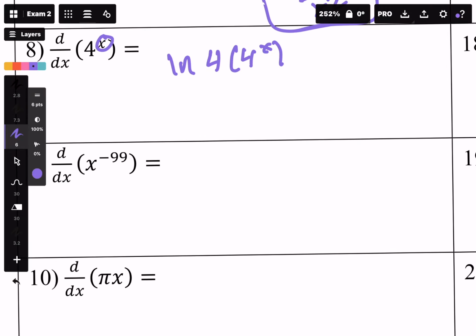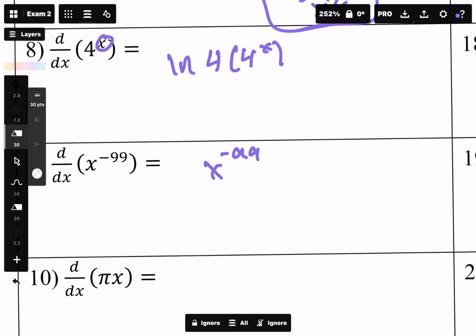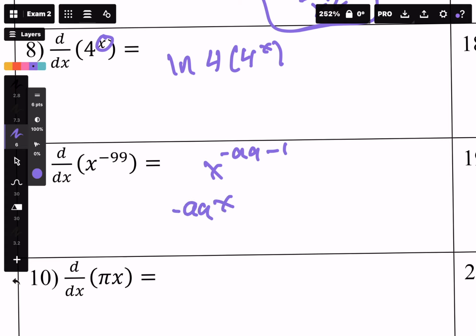And for this one, you might be tricked. You might say it's negative 99 plus 1, but no. It's a minus still. So it's x to the negative 99 minus 1, which in other terms is going to be negative 99 over x to the 100.